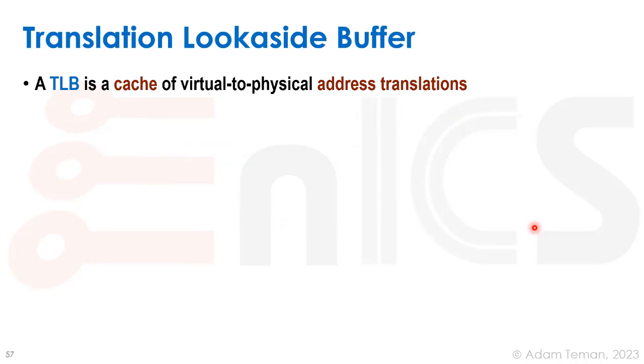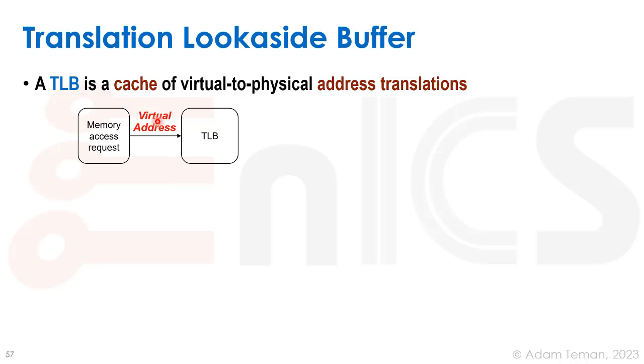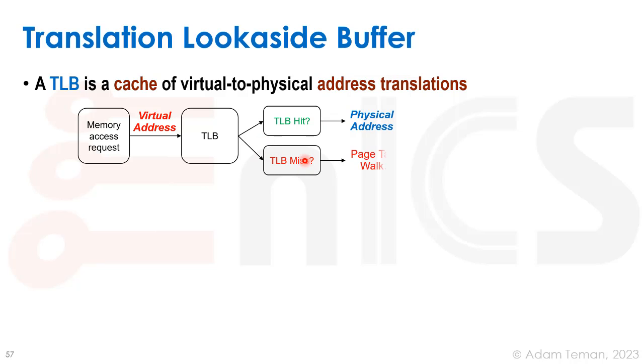So what is a translation Lookaside buffer? It's a cache of virtual to physical address translations. That's all it is. So we have a memory access request. The memory access request is going to provide a virtual address to the TLB. If we had a TLB hit, in other words, the translation was cached inside our TLB, then we just provide the physical address directly without going out to DRAM. If we got a TLB miss, then we have to go and do our page table walk, which is going to be quite expensive.